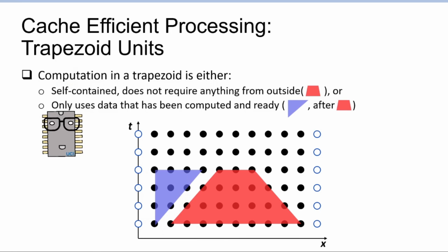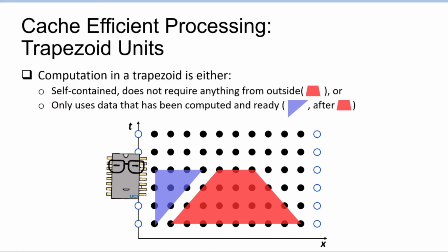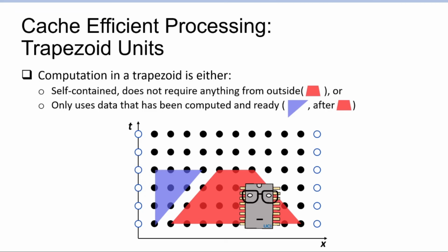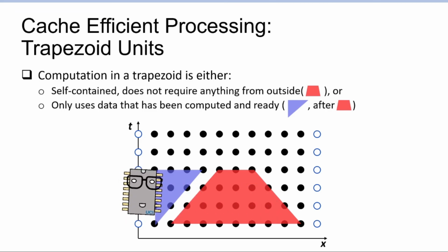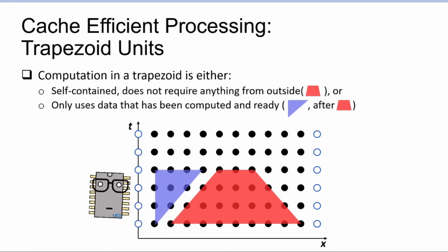Or other shapes that use data that has been computed already, such as this triangle here. This is not self-sufficient, but if the red trapezoid has been handled already, then this thing can be completely calculated, but only after this red trapezoid has been completely calculated. So you want to recursively chop up this problem space into these trapezoids so that at some point we will hit cache efficiency.